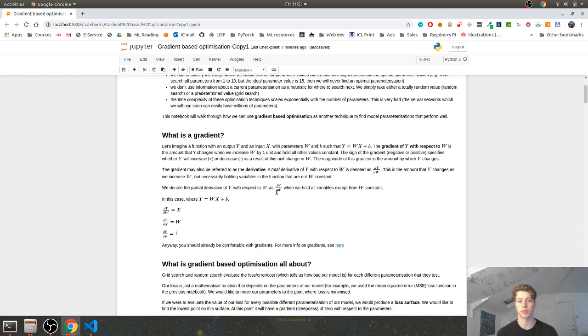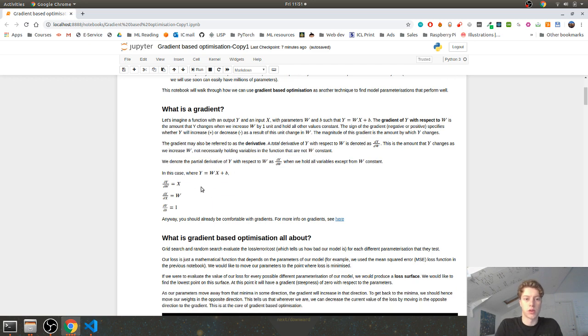A partial derivative is when we hold everything else constant. The regular derivative is meant to take account of any variable which contributes to the thing you're looking at the derivative of. It's meant to account for any change in any of those variables. So for example, in this case where we have our function which looks like that, the derivative of y with respect to w is x, because when we change w by 1 unit, the amount that changes the output is multiplied by the x here.